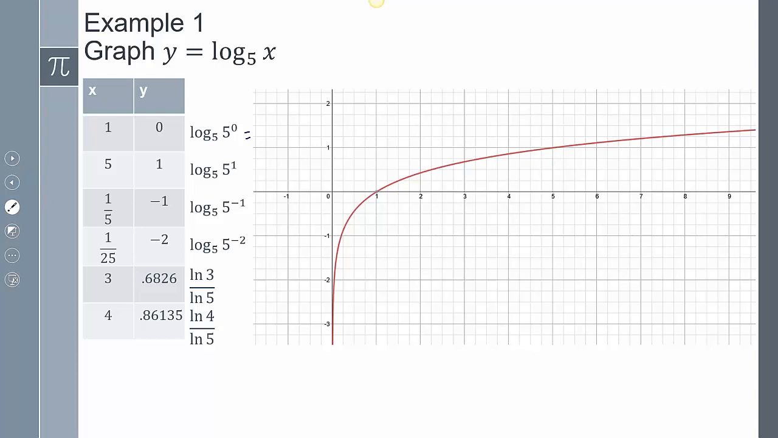A few things to kind of mention here. Yes, these do follow our standard form, how things can shift horizontally and things can shift vertically. And we're going to talk about that at the very end of the lesson. So just remember, we can still shift things in standard form when it comes to logs.